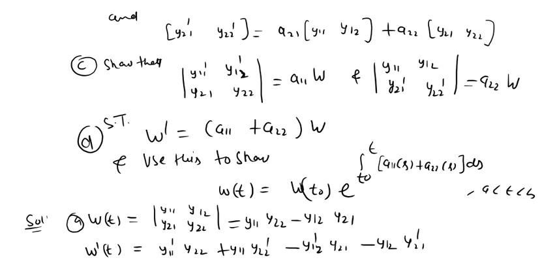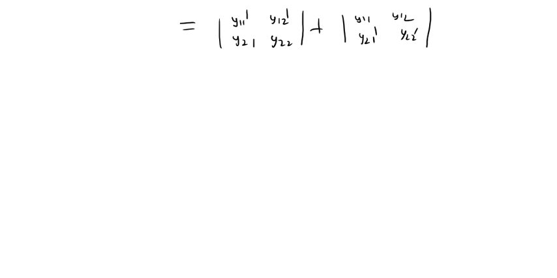You can write the above as the determinant of y11', y12', y21, y22, combining the first and third terms. Then by combining the second and fourth terms you get the determinant of y11, y12, y21', y22'. So the first determinant comes from the first and third terms, the second from the second and fourth terms. That we need to prove.